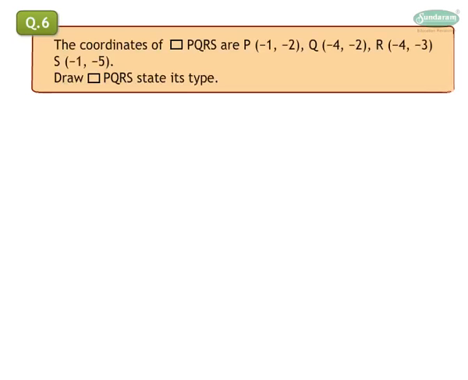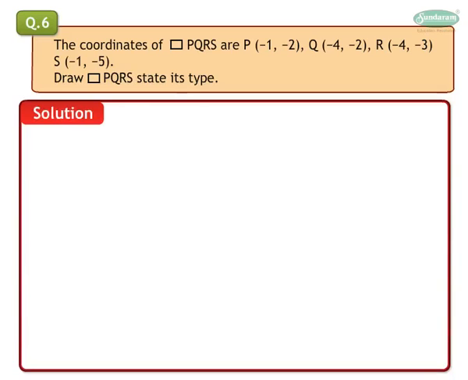Question 6. The coordinates of quadrilateral PQRS are P, whose coordinates are -1 and -2, Q, whose coordinates are -4 and -2, R, whose coordinates are -4 and -3, S, whose coordinates are -1 and -5. Draw the quadrilateral PQRS and state its type.